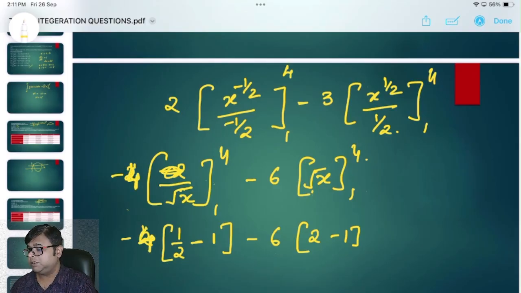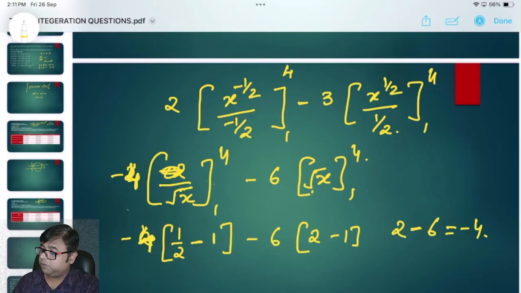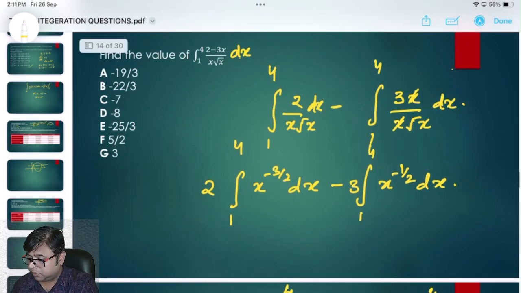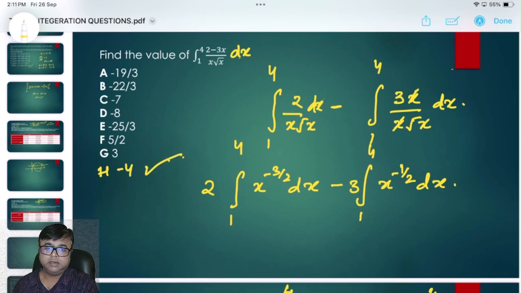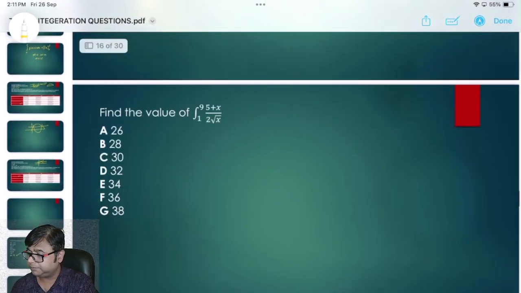Minus 4. Now minus 4 into minus half is 2, and this will give me minus 6 into 1 is minus 6. 2 minus 6. So the answer is minus 4. So minus 4 is the correct answer. It's not there in the options, so let's add one more. The correct answer is minus 4. Let's move on to the next.